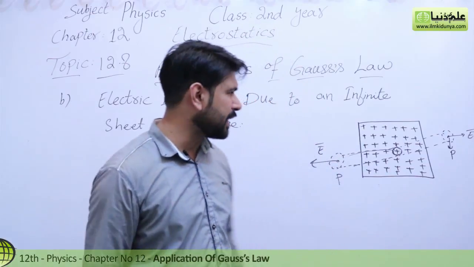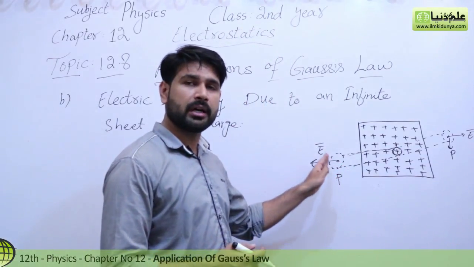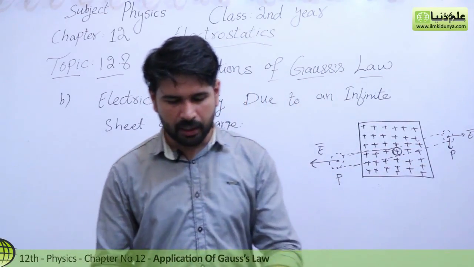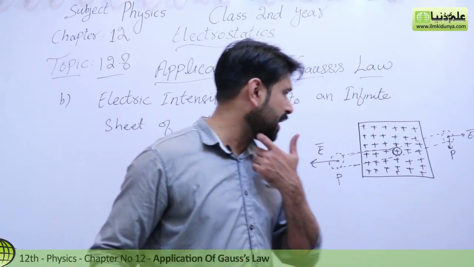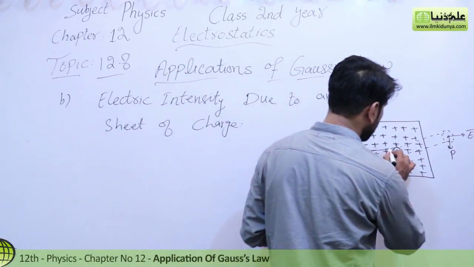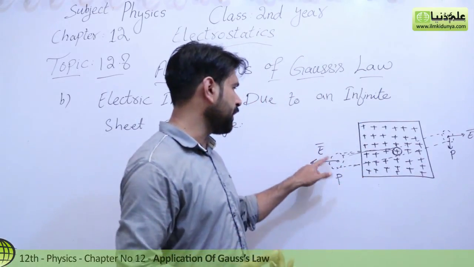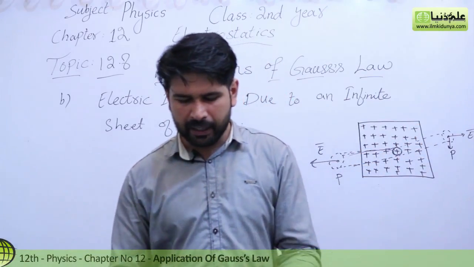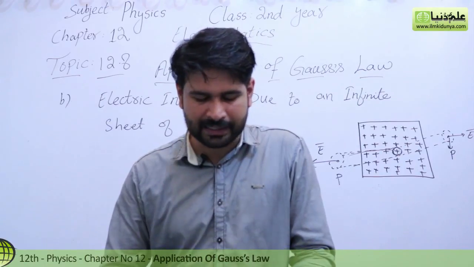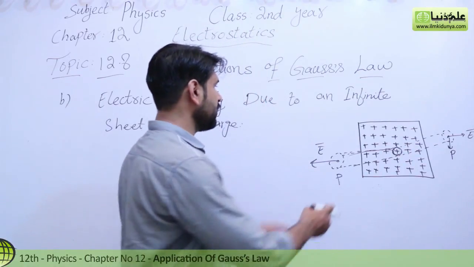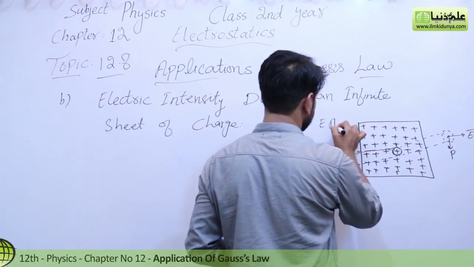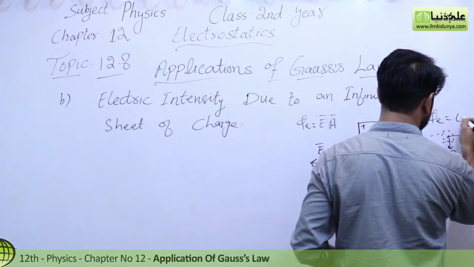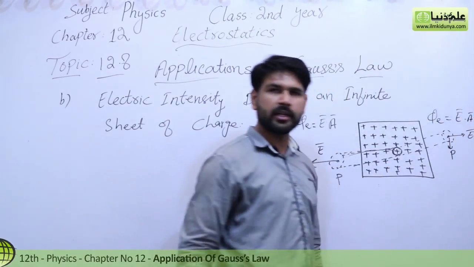By symmetry, if there is an electric field on the left side, there must be an electric field on the right side of the charge sheet. We consider a cylindrical shape on both sides, with the point P symmetrically the same on both sides, and we find the electric field intensity. The flux on one portion is E dot A, and similarly there should be the same result on the other side, E dot A.